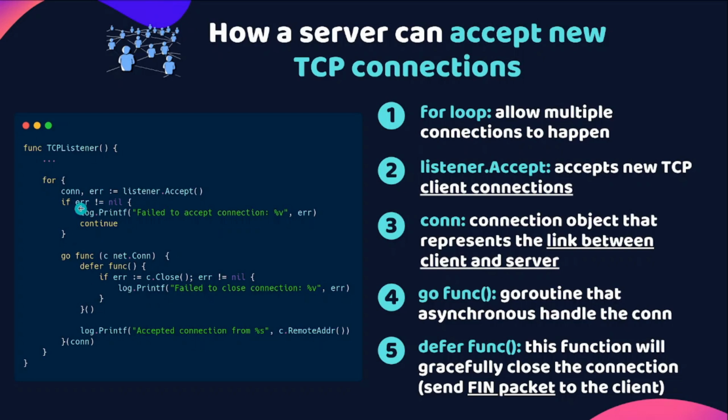3. Handling the connection. We start a new Go routine to asynchronously handle the connection. This way, the server can keep listening for new connections while it processes the current one in the background. So it can do some processing while it can handle new connections that are coming to the server.